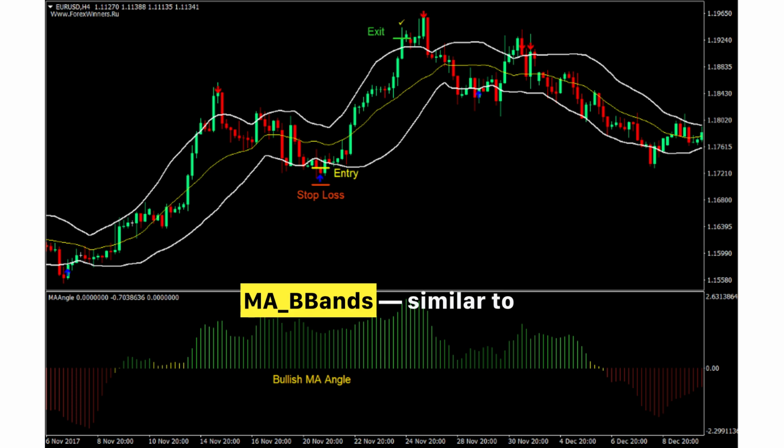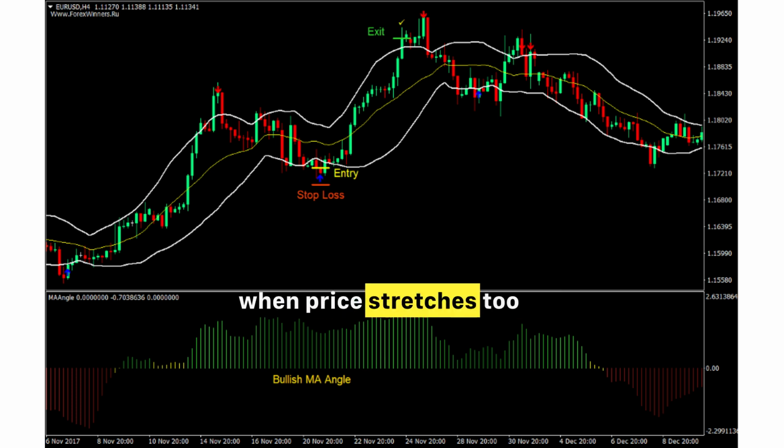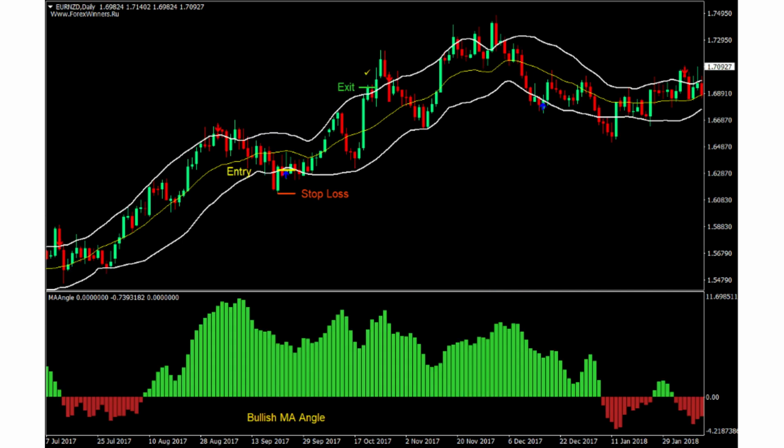2nd, MA bands. Similar to Bollinger Bands but smoother, and it prints arrows when price stretches too far from the mean. Buy rules. Trend must be bullish on MA angle. Price dips below the lower band, an up arrow appears.